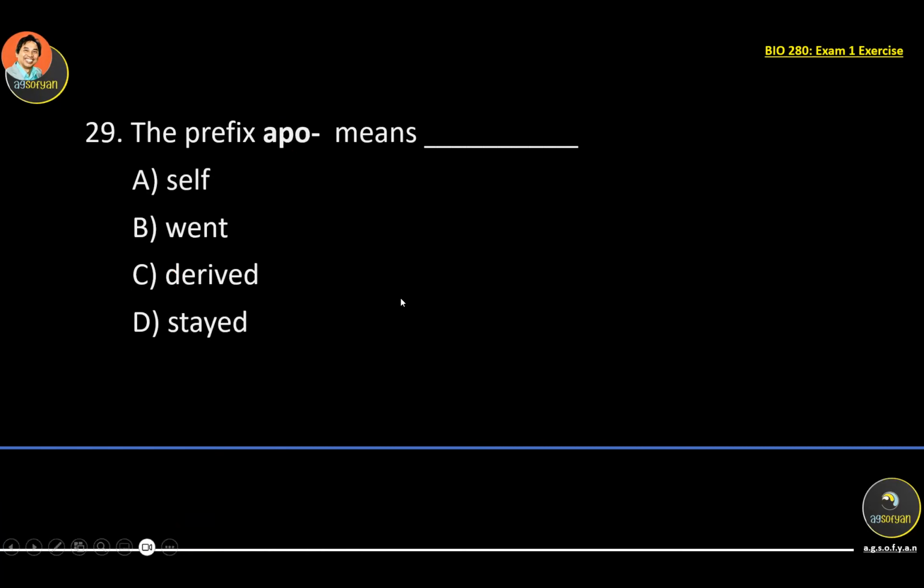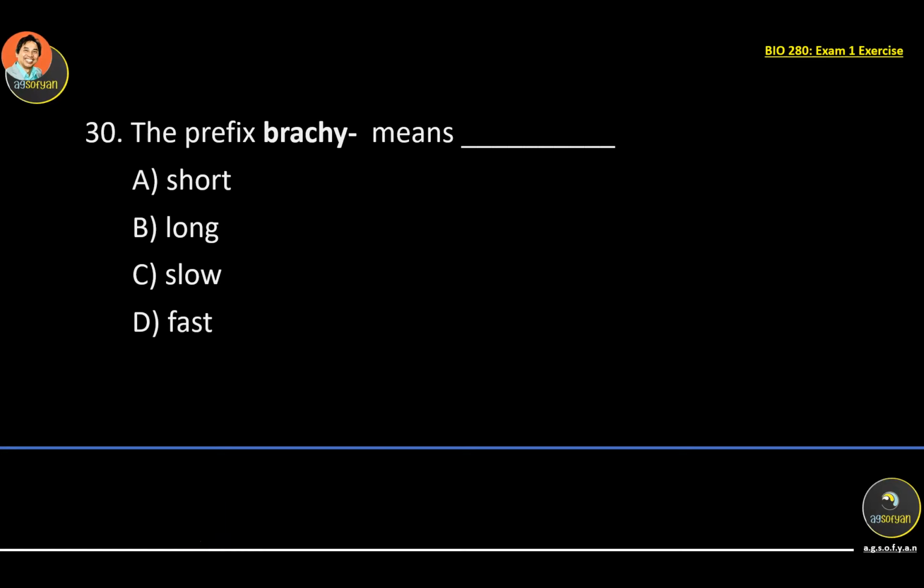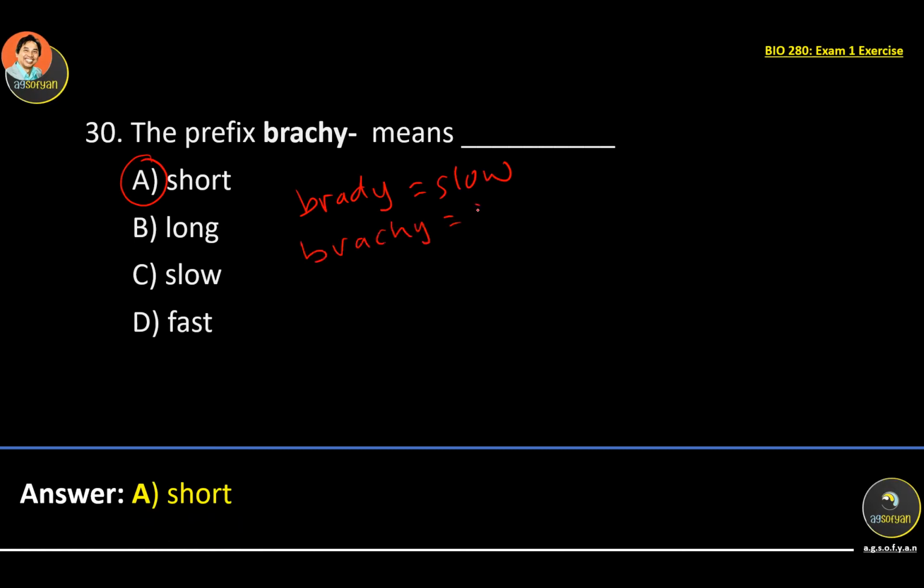The prefix apo. Apo means derived from. Brachy. A, B, C, or D. Brachy means short. Short. Remember, brady is slow. This is brachy, and this is short.